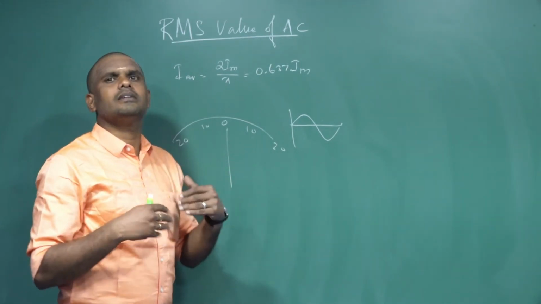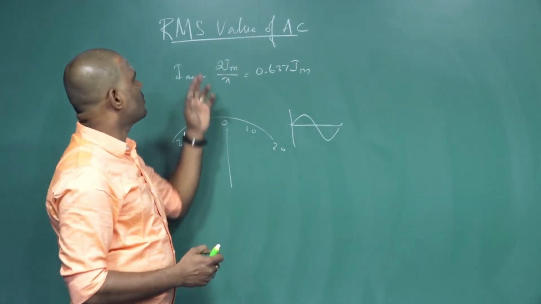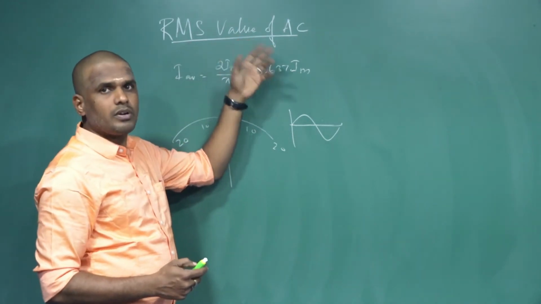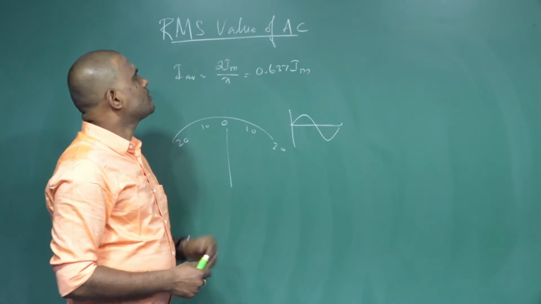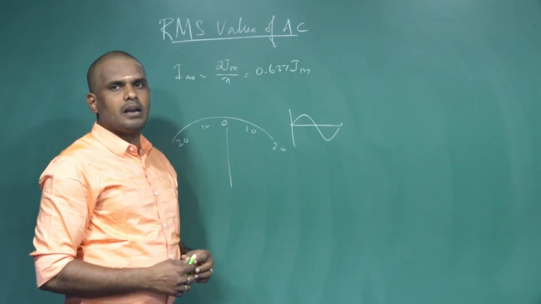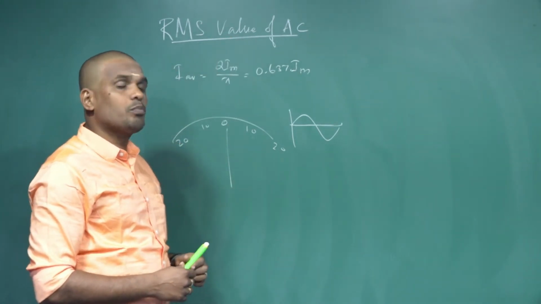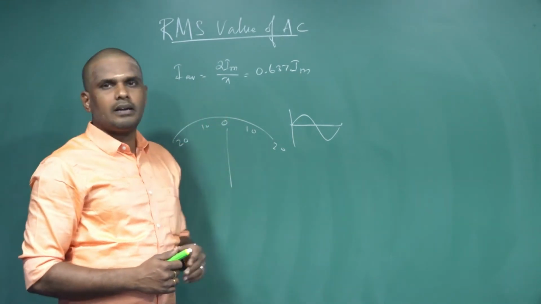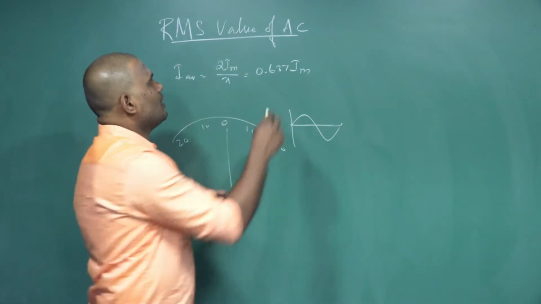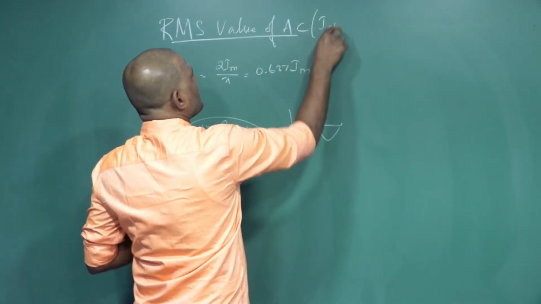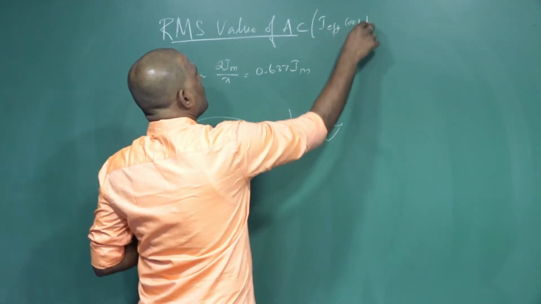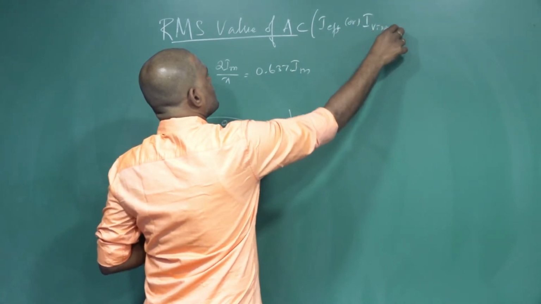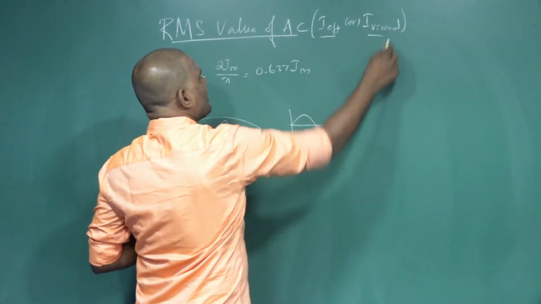So what is the next step to measure the amount of current flowing through an alternating current circuit? We are introducing a term called the RMS value of alternating current, the root mean square value of alternating current. The RMS value of alternating current is otherwise called the effective value of alternating current or the virtual value of alternating current. So why did they get the name?